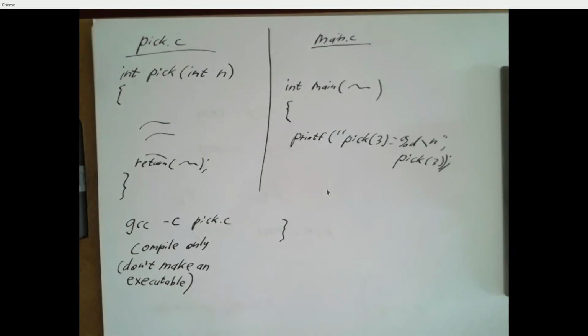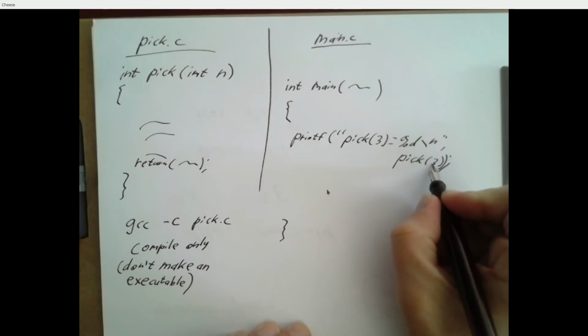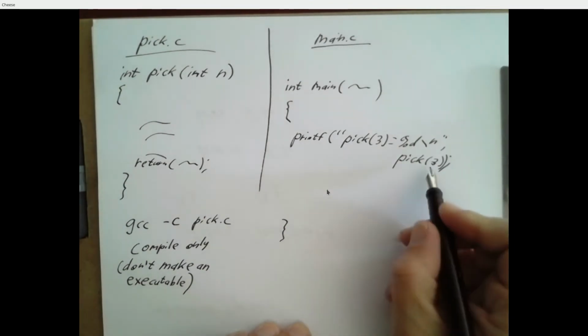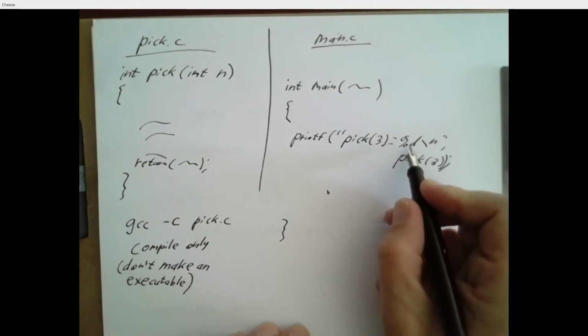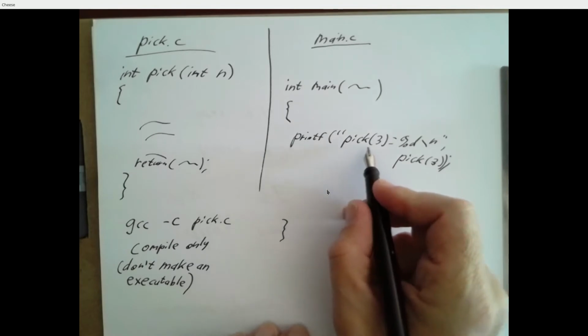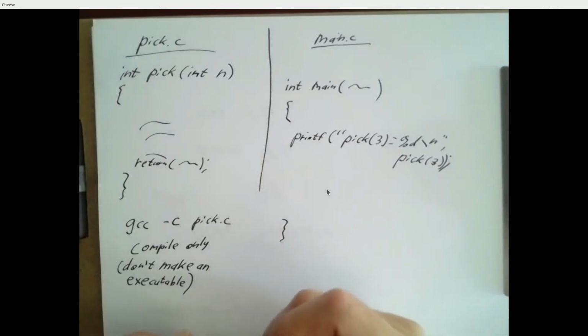One line of C code. And what does it ask to do? It asks to call the function pick with an argument of 3. That'll return an integer, and then print that integer out after printing pick_3 equals.